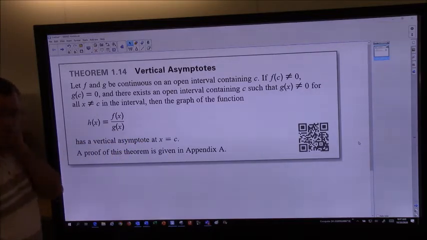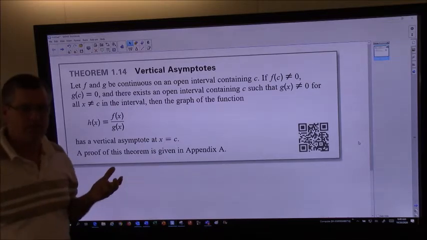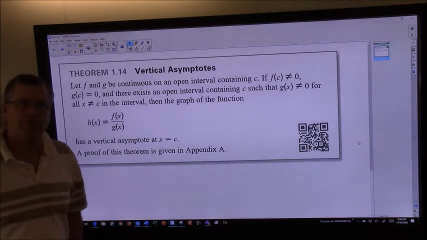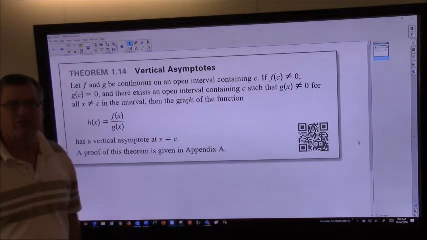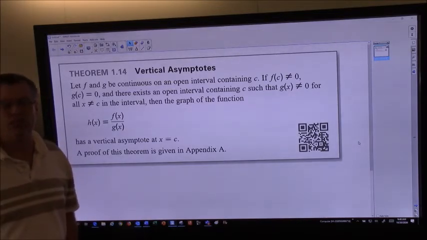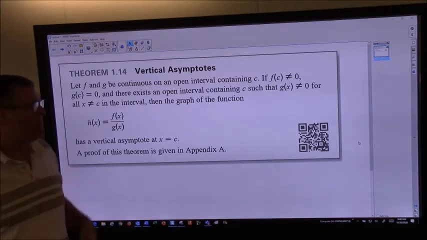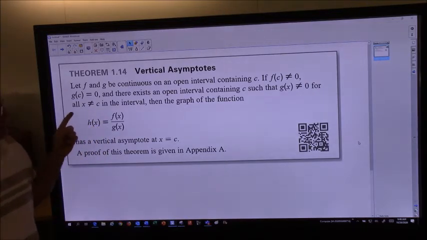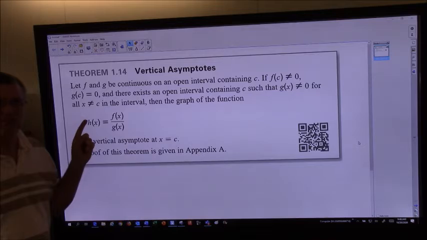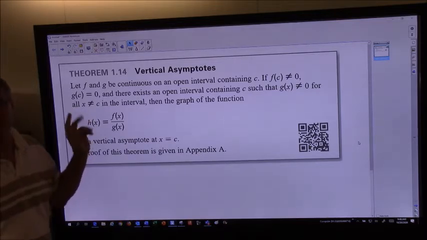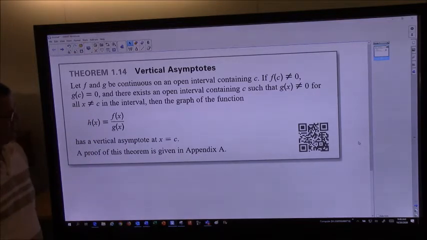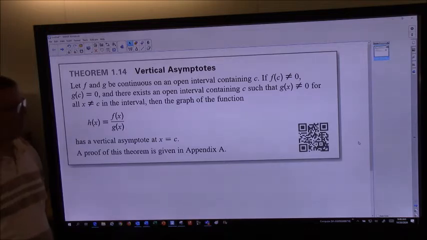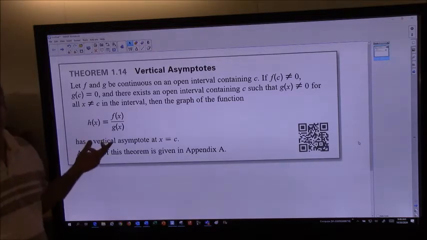Therefore, there's a vertical asymptote at x equals c. So I think what they just said is if the denominator equals 0, you get a vertical asymptote. Unless there's a hole in the graph. Which I think we already knew. So they're not really telling us anything new here. They're just trying to write this down in some fancy mathematical way. So anyway, that's one of the things that we want to talk about today, is finding asymptotes.